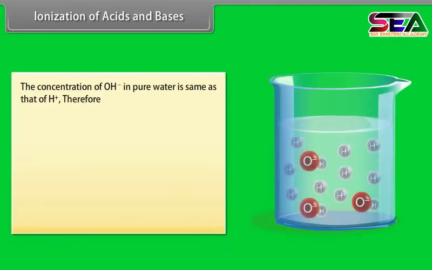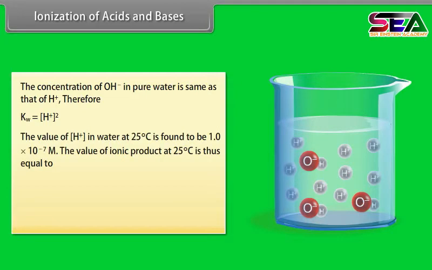The concentration of OH- in pure water is same as that of H+. Therefore, Kw is equal to [H+] squared. The value of [H+] in water at 25 degrees Celsius is found to be 1.0 into 10 raised to the power minus 7 M. The value of ionic product at 25 degrees Celsius is thus equal to 10 raised to the power minus 14 M squared.